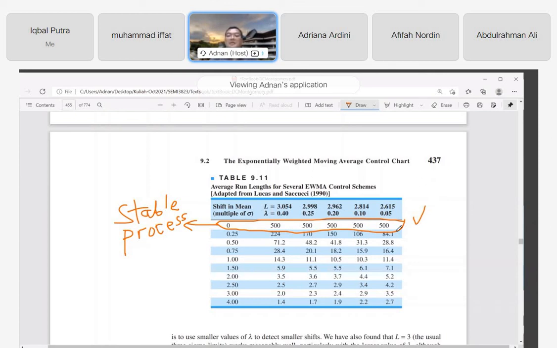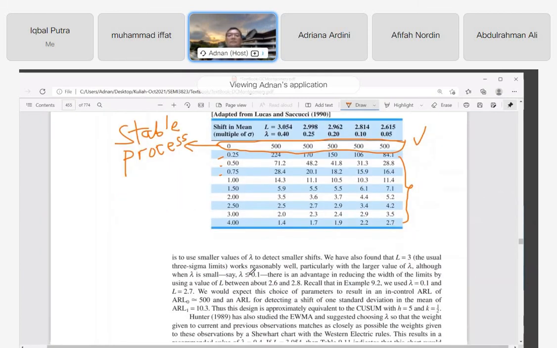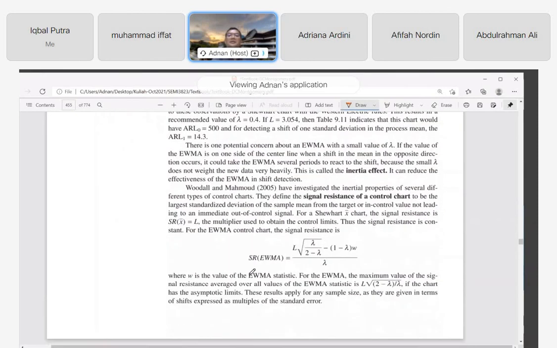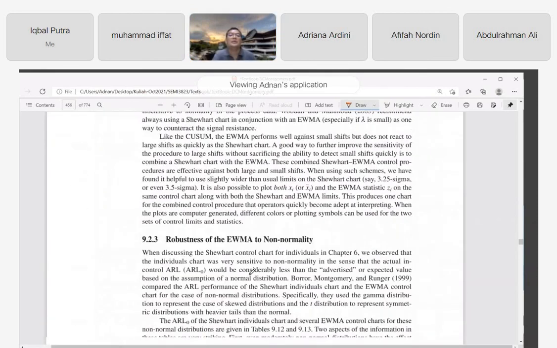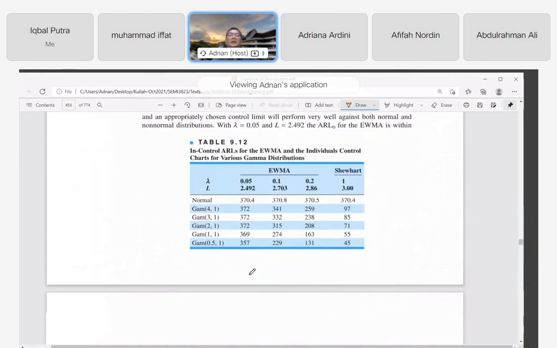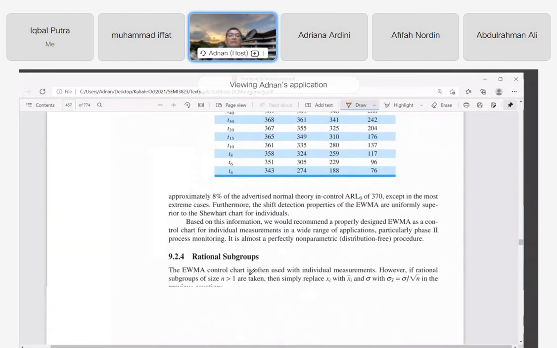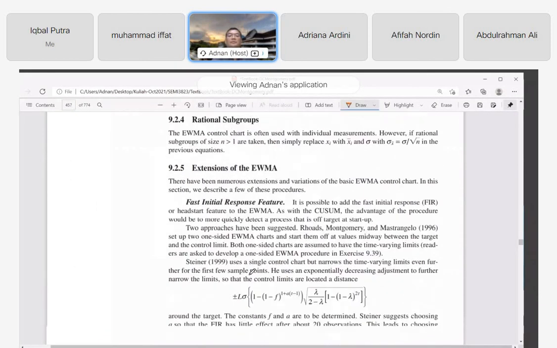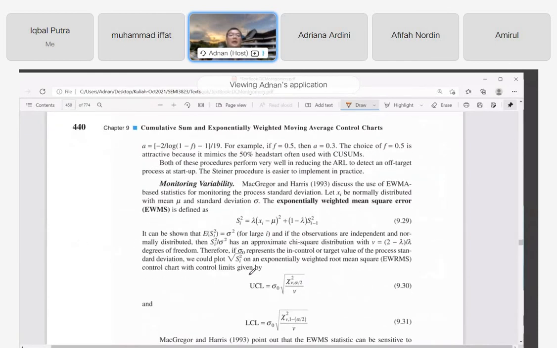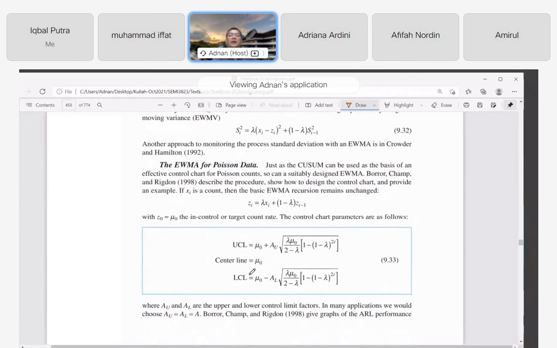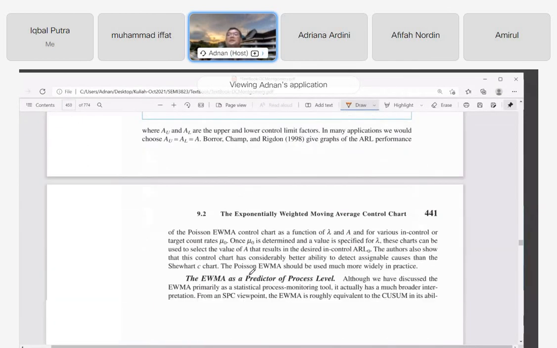But when there is a shift, this is basically for an unstable process, because there is a shift here, shift 0.25, 0.5, and so on. Please also read this in your ebooks. I think it is very useful information. I will identify a few questions for you to do as exercise.